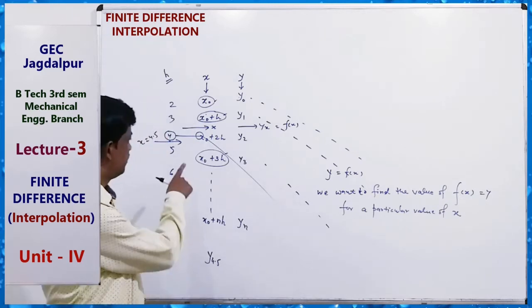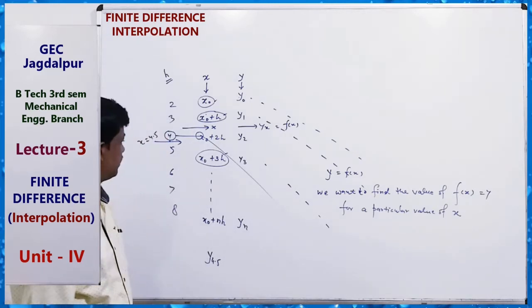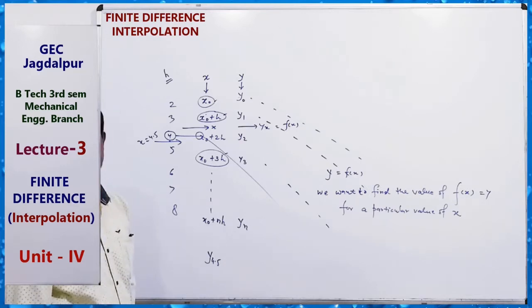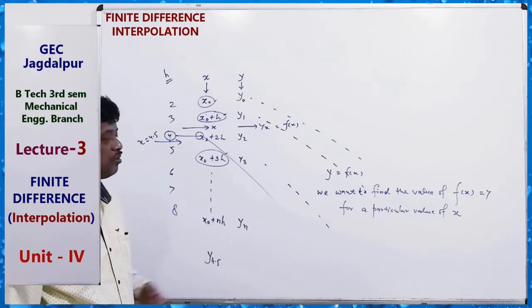Clear? So, this is the method for taking origin value. Okay? Now, formula. What will be the formula?